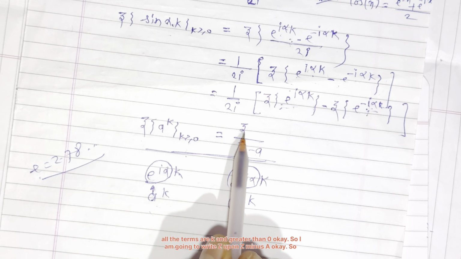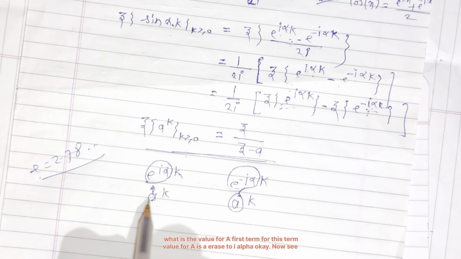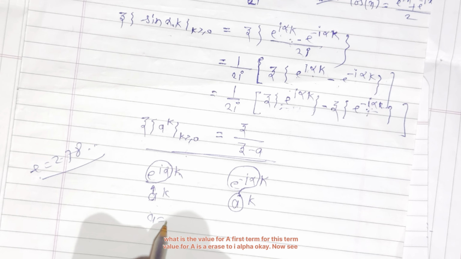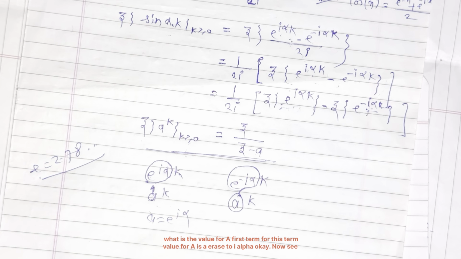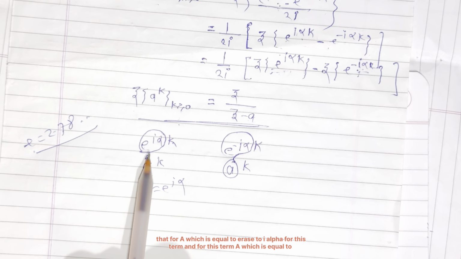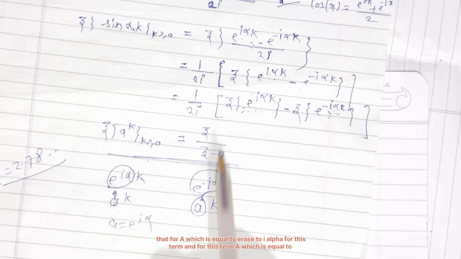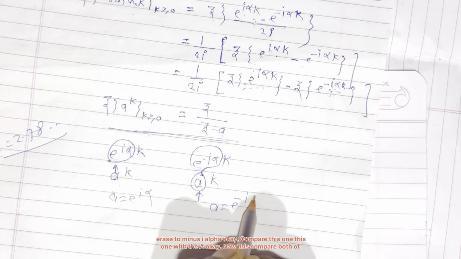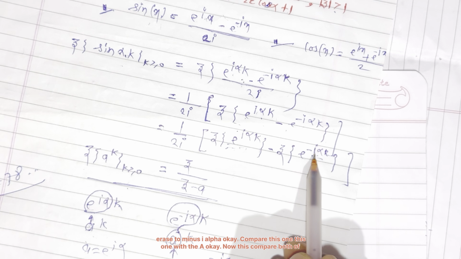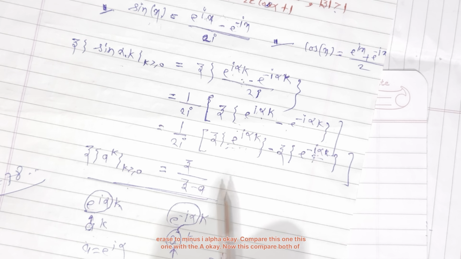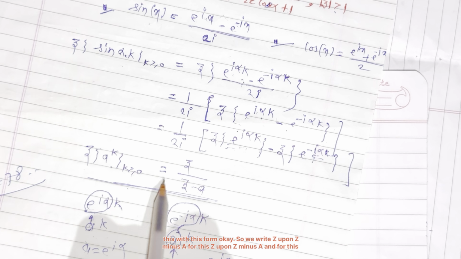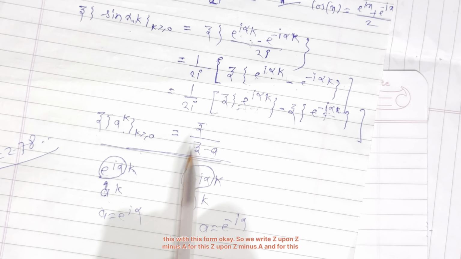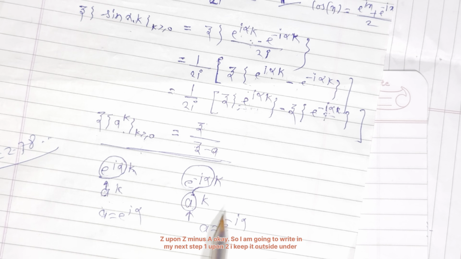So I'm going to write Z upon Z minus a. What is the value for a? For the first term, the value for a is e raised to i alpha. For the other term, a is equal to e raised to minus i alpha. Compare both of these with the form a. So we write Z upon Z minus a for this, and Z upon Z minus a for this.